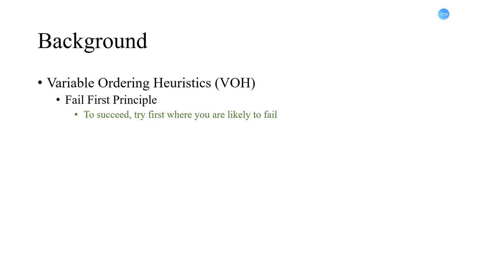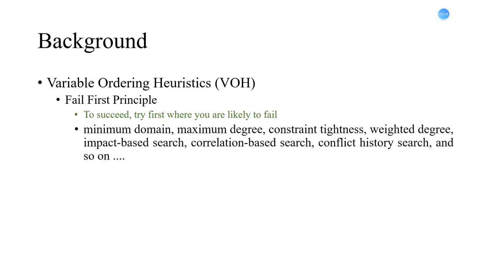The fail-first principle is a classic and very popular idea of variable ordering heuristics. It says, to succeed, try first where you are likely to fail. Following the principle, many efficient variable ordering heuristics have been proposed, such as minimum domain, maximum degree, weighted degree, impact-based search, conflict history search, and so on. Besides the fail-first principle, some other efficient search strategies have been proposed, such as activity-based search, count-based search, and so on.